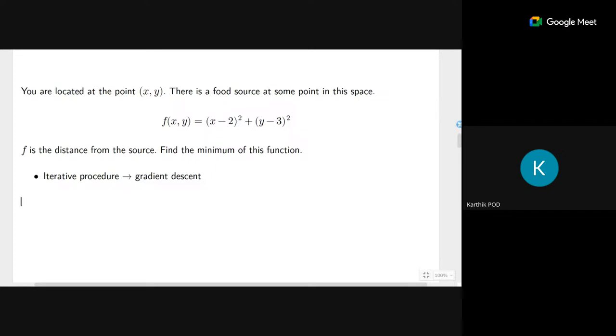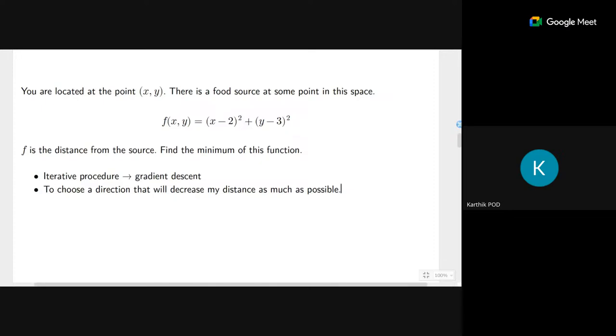Now, what will you do if you are at some point x comma y? You are allowed to move around in the space, right? So what will be your goal? The direction in which the value is minimum. Your job is to get closer to the food source, so my aim will be to choose a direction that will decrease my distance as much as possible.